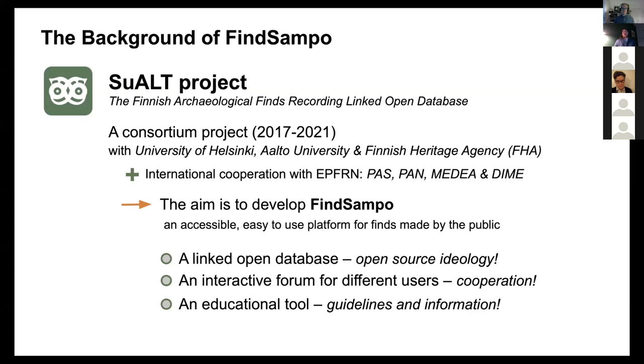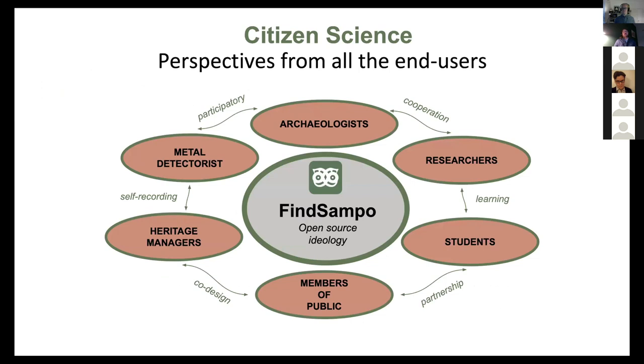The project aims to support the FHA with an updated research infrastructure, which provides the public a new open access service to study and learn more about the archaeological finds. It aims to improve cooperation between the public, researchers, and heritage management. The platform will also function as an educational tool for the public to learn more about archaeology and find guides and instructions to obey the law. In the end of the project, in August 2021, the Find Sampo platform will be launched and given to the Finnish Heritage Agency. In my last slide, I'm emphasizing the key word in our project, that is citizen science.